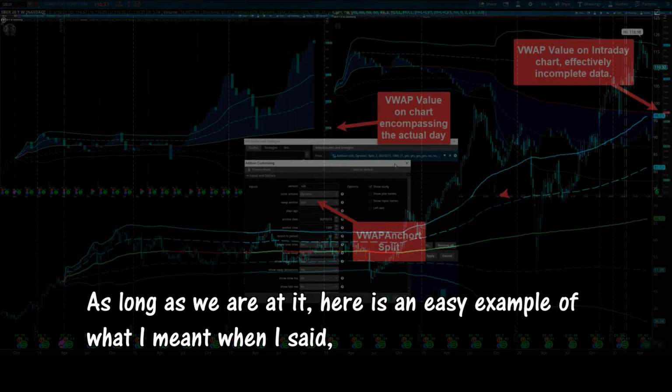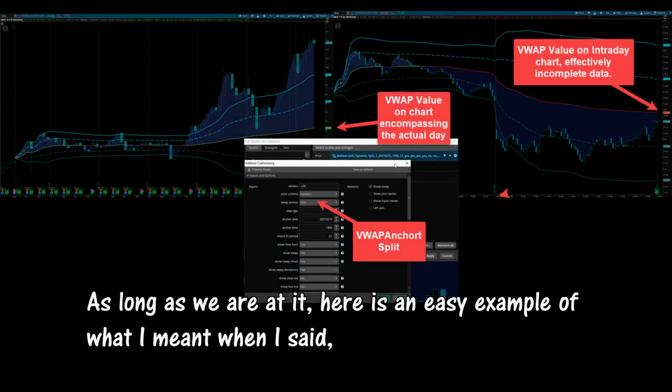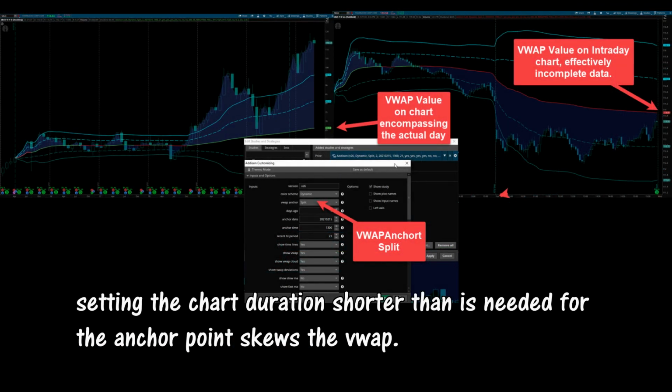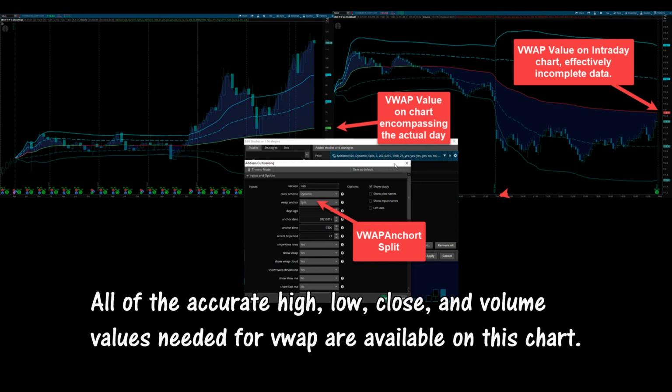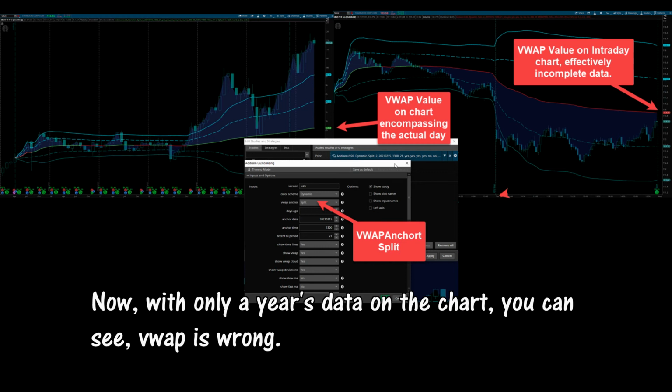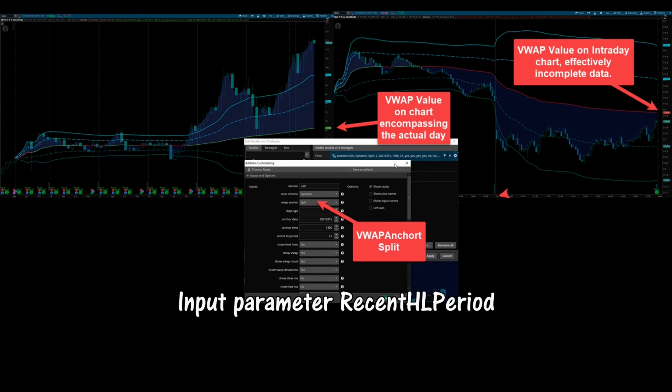As long as we are at it, here is an easy example of what I meant when I said setting the chart duration shorter than is needed for the anchor point skews the VWAP. Note the VWAP line value of the VWAP anchored to the split on the 10-year chart. All of the accurate high, low, close, and volume values needed for VWAP are available on this chart. Now, with only a year's data on the chart, you can see VWAP is wrong.